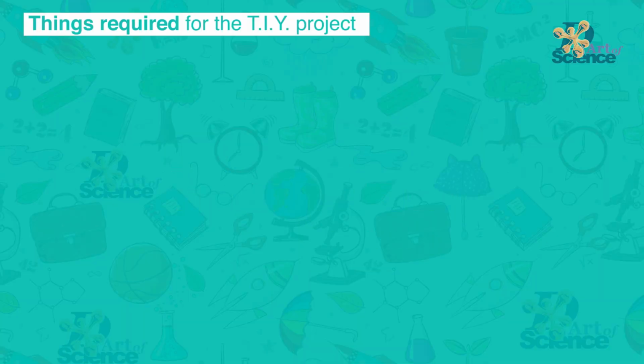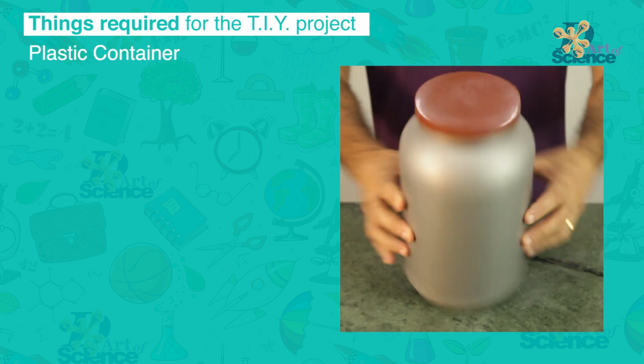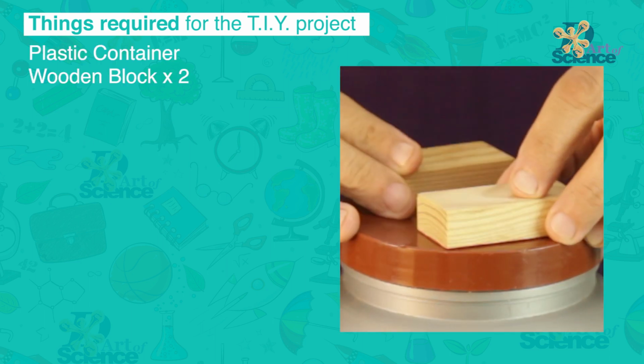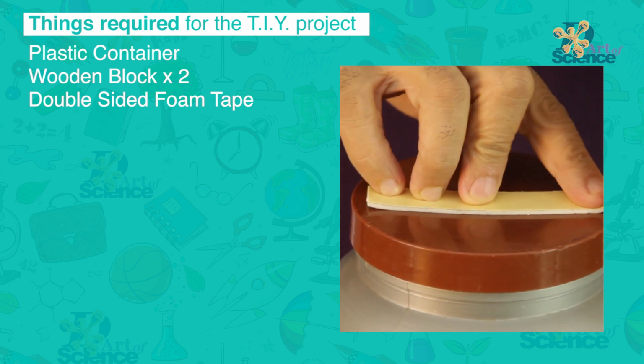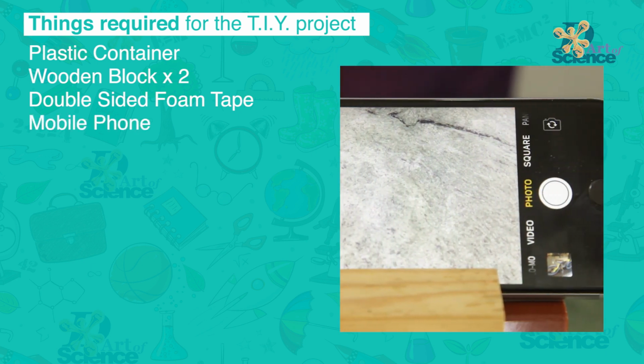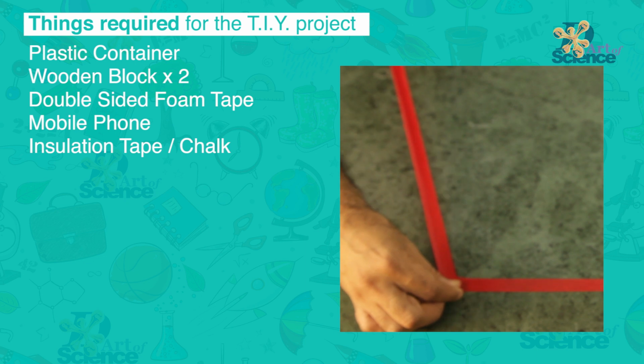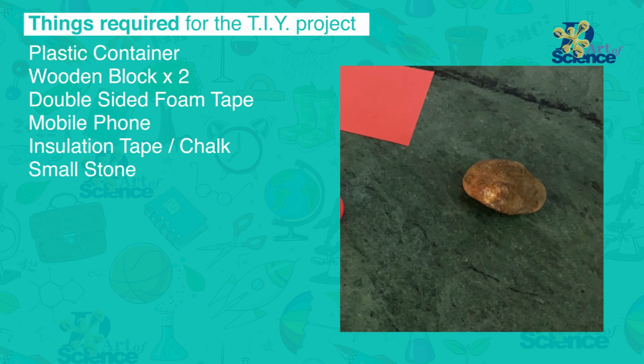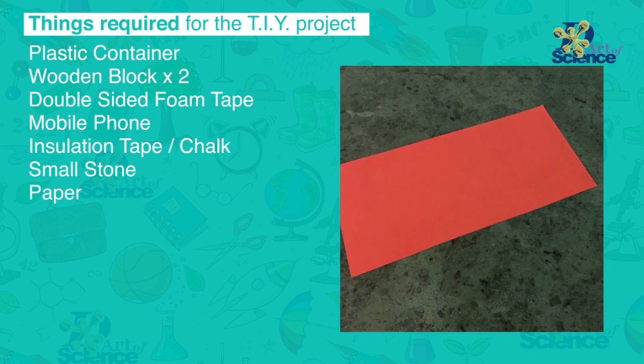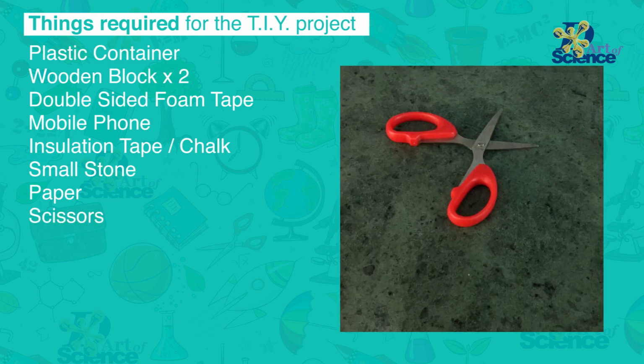Things required for the DIY project: plastic container, wooden block, 2 pieces, double-sided foam tape or a glue gun, mobile phone, insulation tape or chalk, a small stone, a sheet of paper, colored paper will be better, scissors.